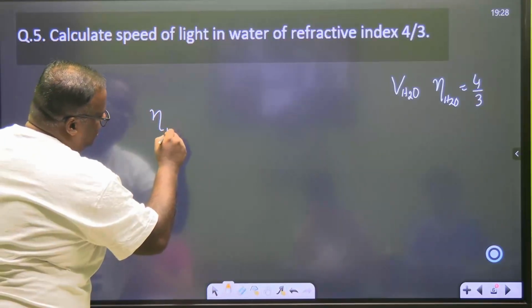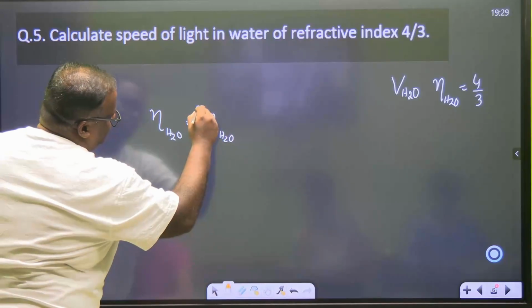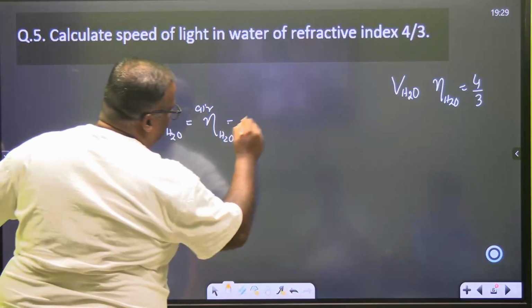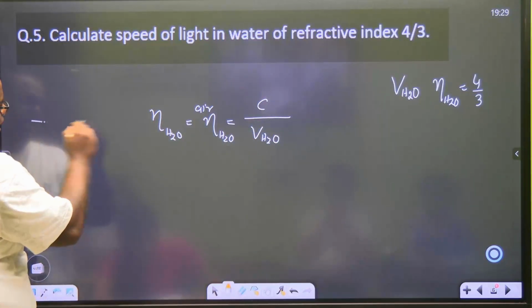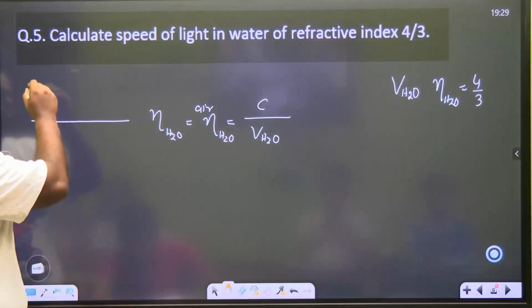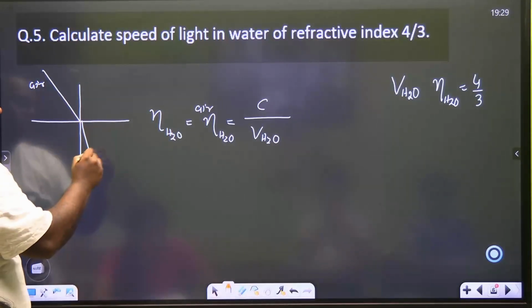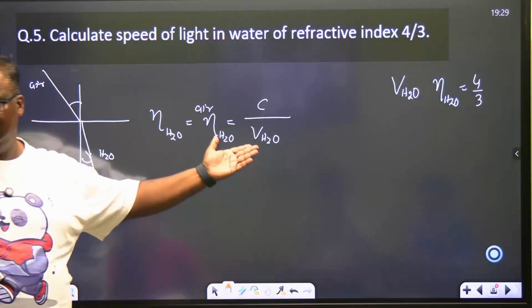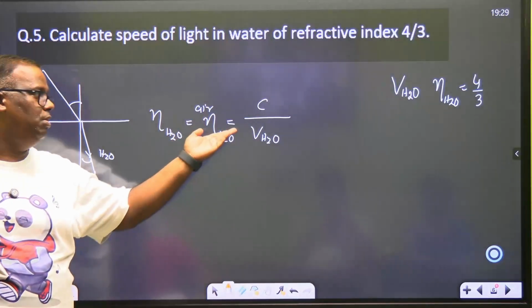Now start constructing that formula. Eta H2O is the same as eta H2O with respect to air. That means this formula should be C upon V H2O. And in terms of diagram, light is entering from air and then going inside water. This angle should be small, this angle should be more. Very easy. You'll be able to calculate now. Just put the value of C and the value of 4/3 here.